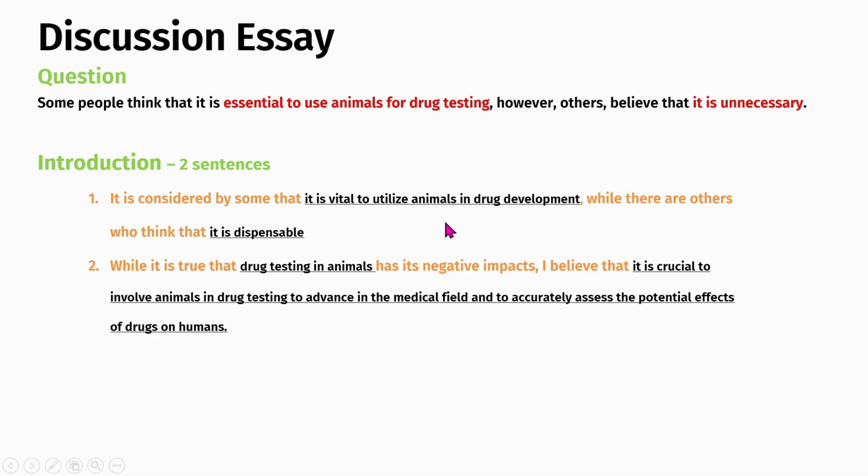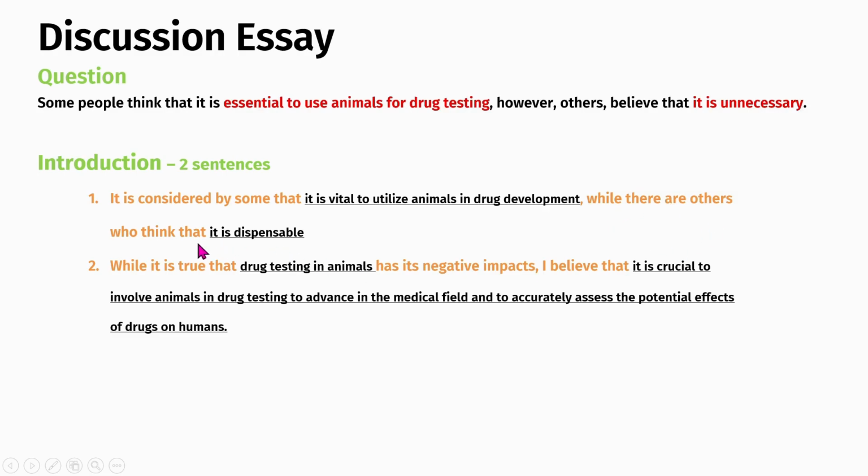Paraphrase the question. We will just paraphrase it. Essential becomes vital, use becomes utilized, and animals for drug testing becomes drug development. So I have paraphrased not everything but a few things in the first view. Now back to our template.